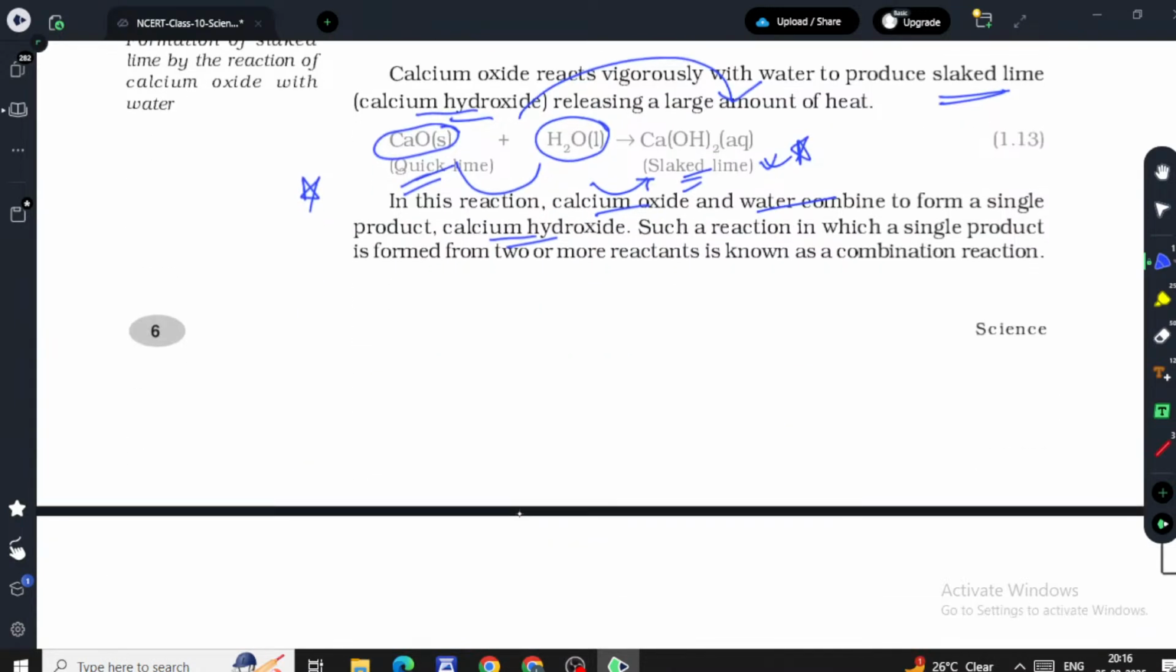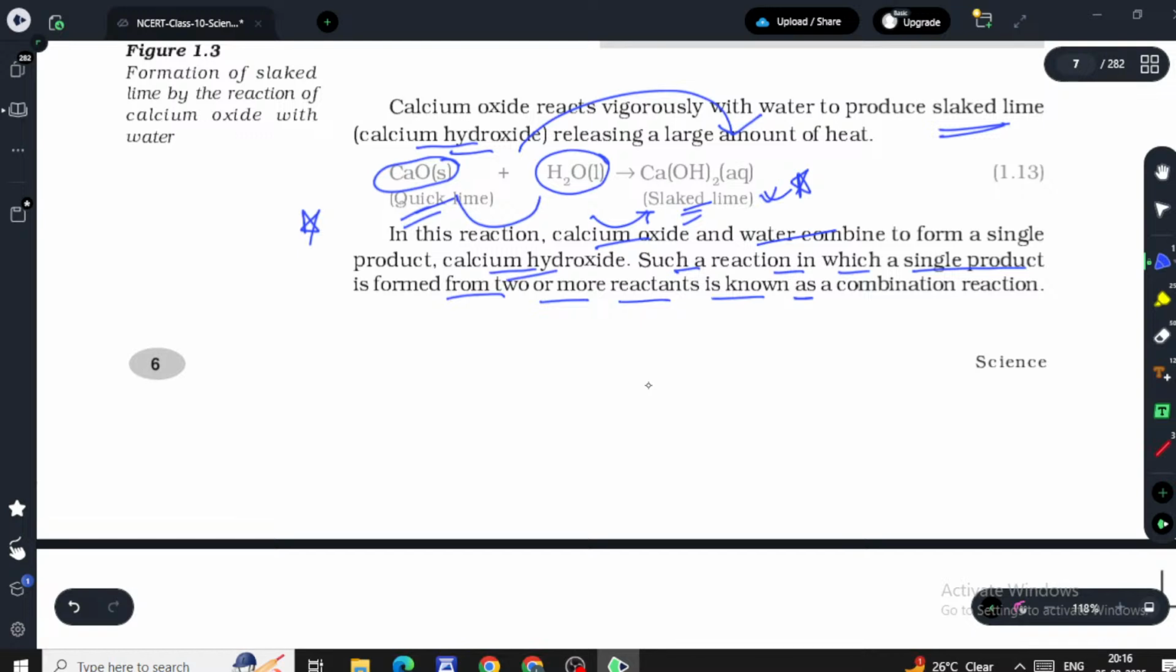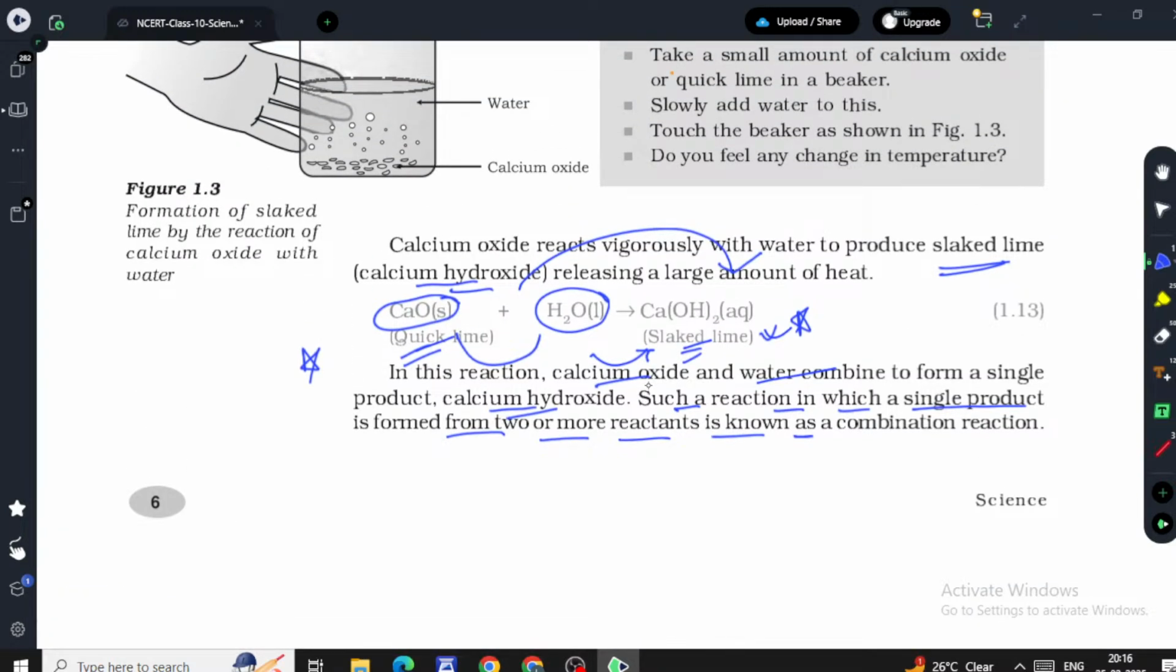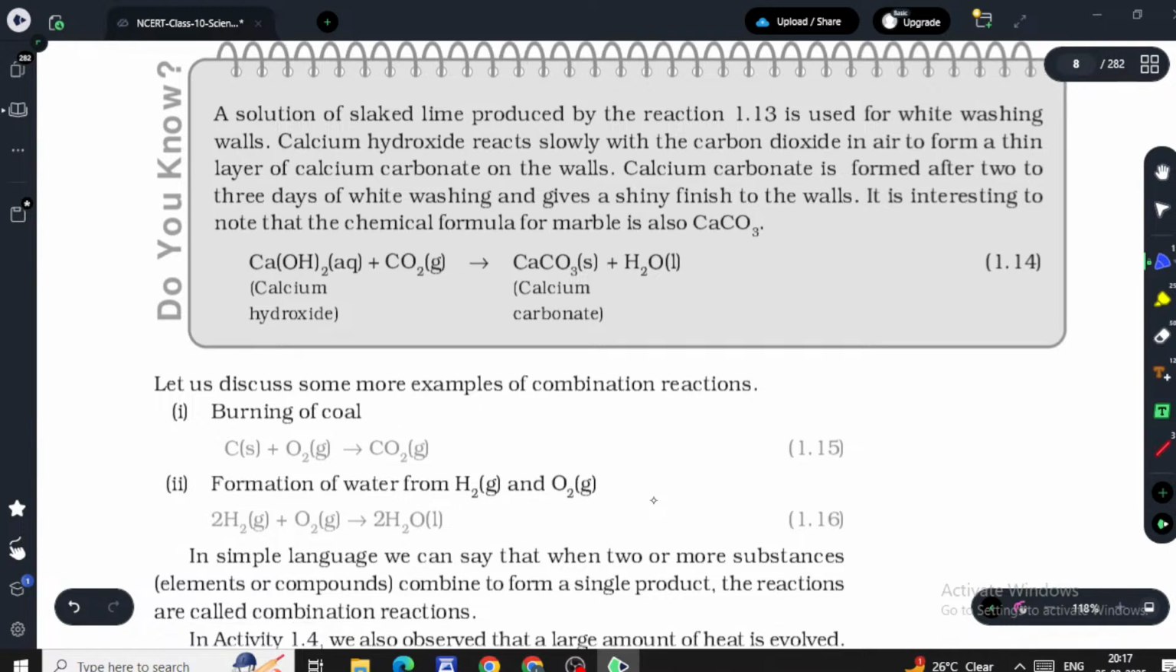So what is the definition? A reaction in which a single product is formed from two or more reactants is known as a combination reaction. Basically, two or more reactants make a single product. This is called a combination reaction.